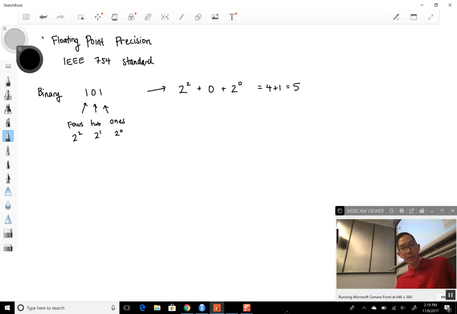And if we have fractional binary numbers, we could write something like 101, and then we would put a dot here. Because this is now in binary, this would be called a binary point versus the decimal point.